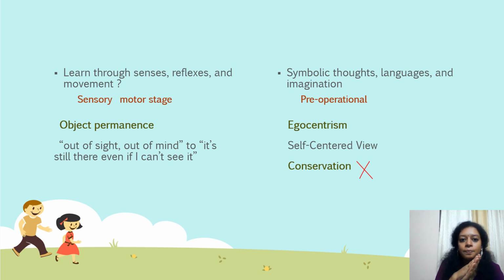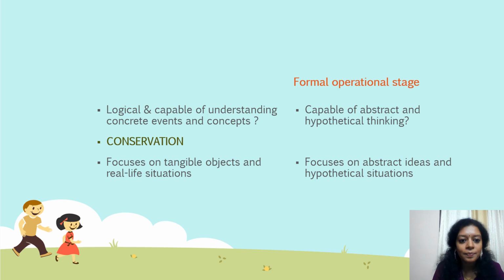Children begin to understand conservation during which stage? The concrete operational stage, the third stage. So they realize that changing the appearance of something does not change its quantity. Just imagine that if the same two rows of blocks are shown again, a child will correctly identify that both rows have the same number of blocks, even if one looks longer. So that is conservation, happening in which stage? In the concrete operational stage.